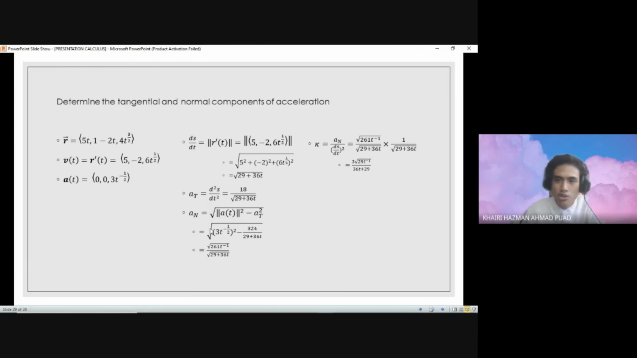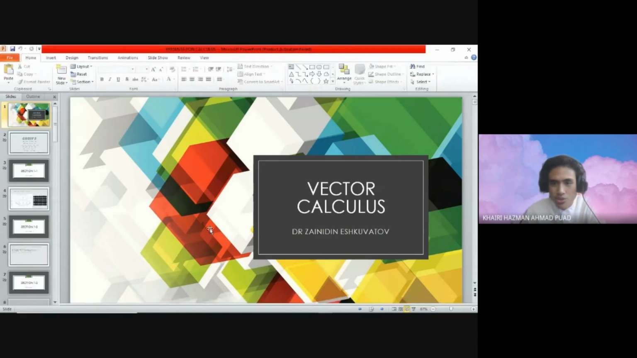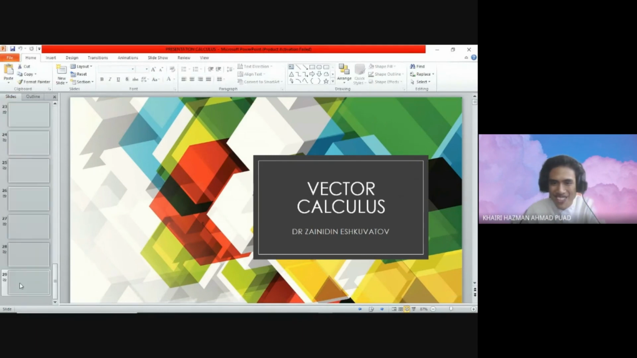Hence, we also can find the curvature function, which is the normal component of acceleration, a_N, divided by ds over dt squared, equal to 3 square root of 39 t to the power of negative 1 over 36t plus 29. So that's all from us. Thank you for your cooperation.